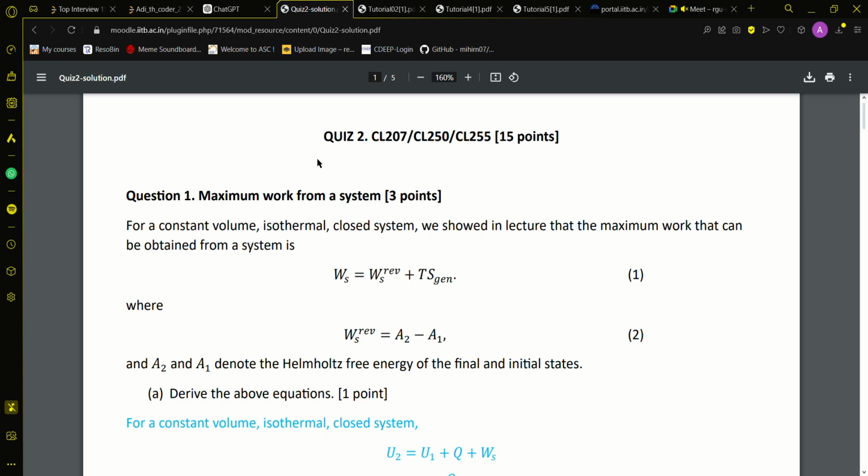So the first thing we've been asked to do is to prove that the maximum work is the sum of the reversible work along with T into generated entropy. So let's first write an energy balance for this system.